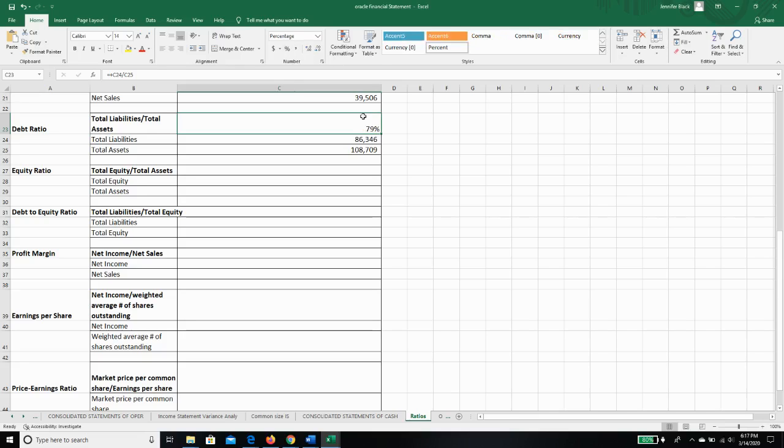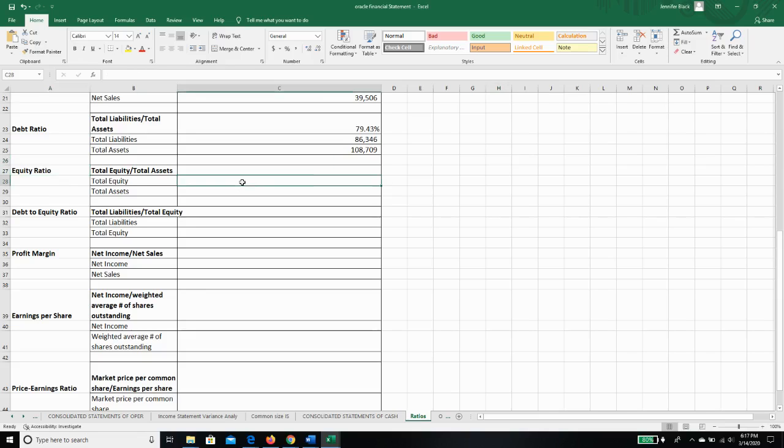So I'm going to put that as a percentage. Add a couple decimals. So it tells us that 79% of our assets are going to be used to pay liabilities. So if you're good at math, you know that means about 21% is left over as equity. But let's go ahead and do the calculation to make sure.